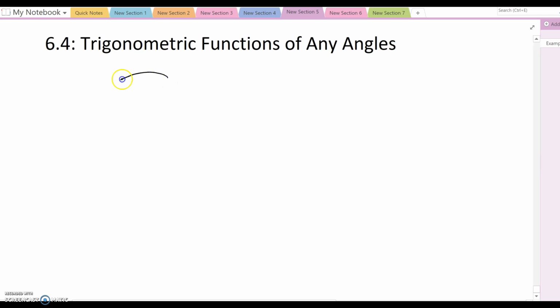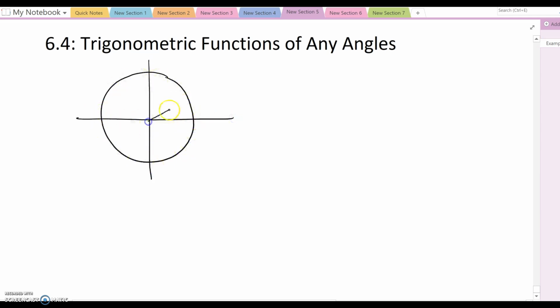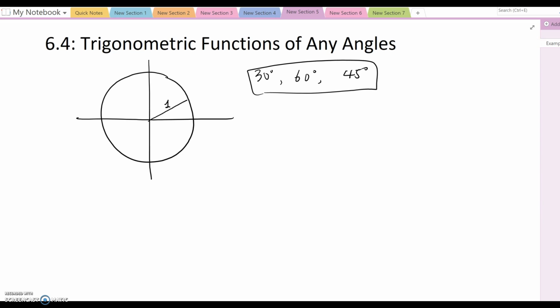So, on the unit circle here, we always assume r equals 1. Therefore, based on this fact, we can determine the values for angles 30, 60, and 45 easily. But from now on, we will talk about what if r is not equal to 1. It can be a larger value.